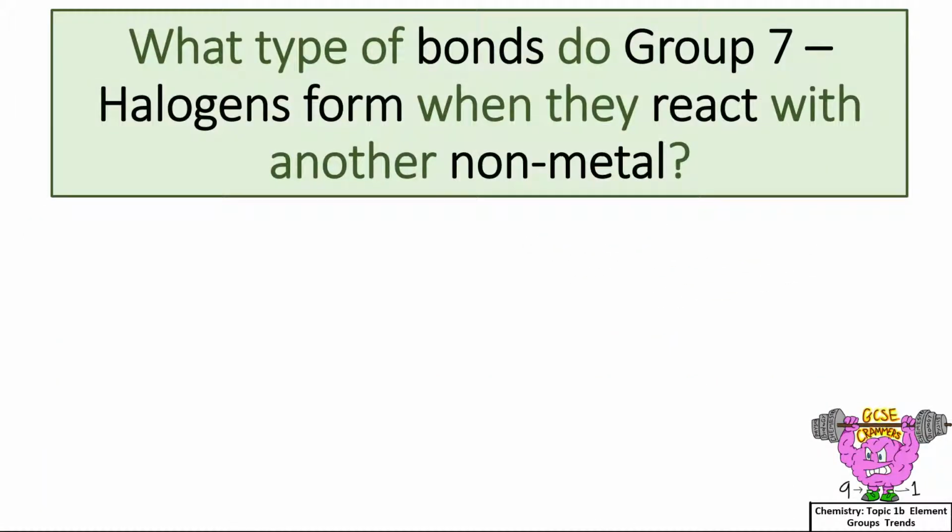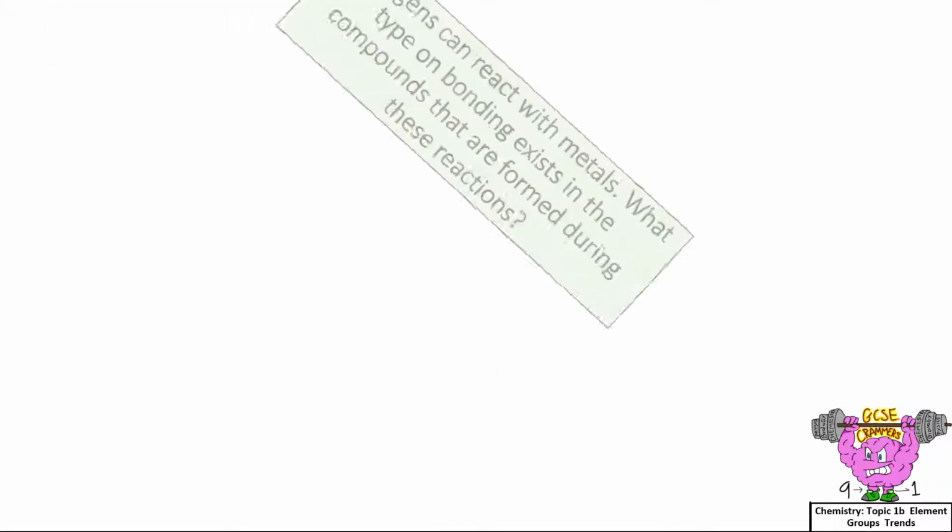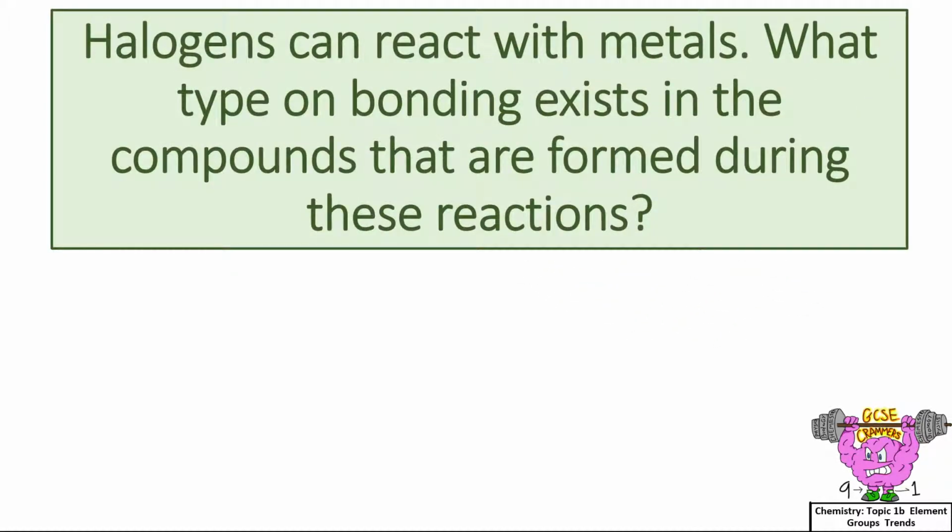What type of bonds do Group 7 halogens form when they react with another non-metal? Simple covalent bonds. Halogens can react with metals. What type of bonding exists in the compounds that are formed during these reactions? Ionic bonding.